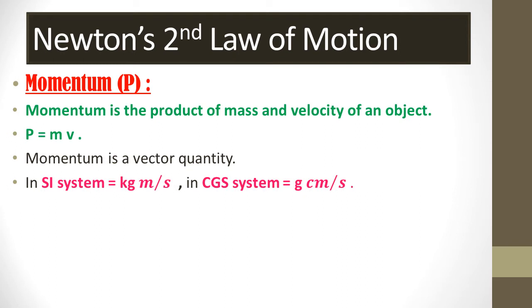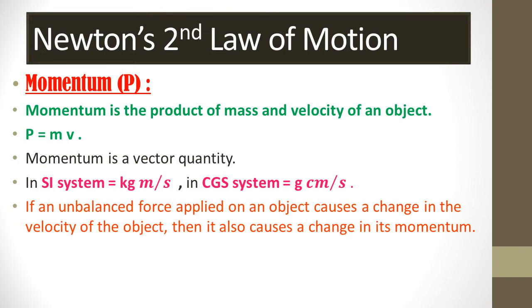In the SI system, the unit of momentum is kilogram meter per second. Now what is the SI system? Student, this is the international system of units. So in the SI system the unit of momentum is kilogram meter per second, and in the CGS system the unit of momentum is gram centimeter per second. CGS means centimeter gram second system of units.